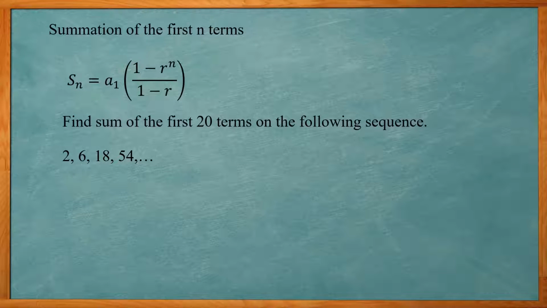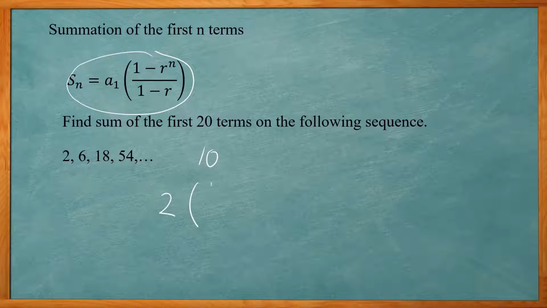So this formula is used to find the sum of the first n terms of your geometric sequence. We have a1 times the quantity 1 minus r to the n power, divided by 1 minus r. So I'm going to use this formula to find the sum of the first 10 terms of this sequence. So we have a1 is 2. We have 1 minus, common ratio is 3, so that's going to be to the 10th power, over 1 minus 3. If we do that, we get 59,048.